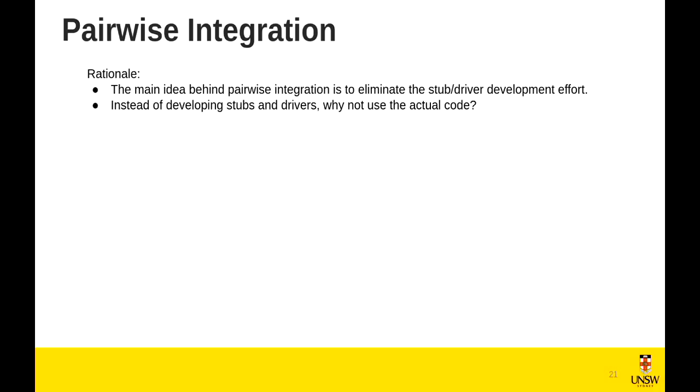The first one is we can do pairwise integration. The rationale here is that we want to eliminate the stub or driver development effort. Remember, stubs are like the callees, and drivers are like the callers of a particular unit. So instead of developing the stubs and drivers, why don't we just use the actual code at the start, right? In order to identify these stubs and drivers, we have to find them from the call graph. So that's why we need the call graph.